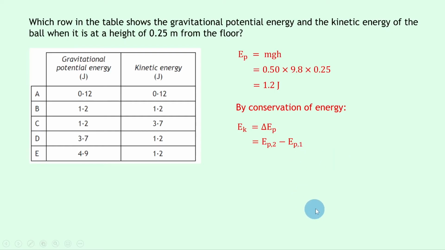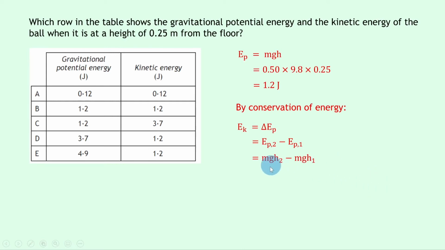of 0.25 meters. So I'm going to write this out as mgh twice, but with subscripts 2 and 1 to represent the two different heights. So we have mgh2 minus mgh1 because the mass of the ball stays the same, the gravitational field strength g on Earth stays the same, and it's just the heights that are different.